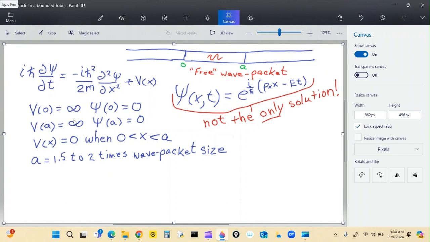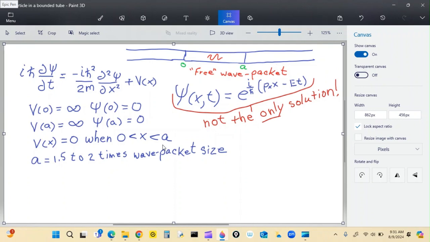We just have to consider the bounds of where the potential energy is zero. It is zero when the x dimension is greater than zero and less than A. Not equal to A, not equal to zero, but this relationship.